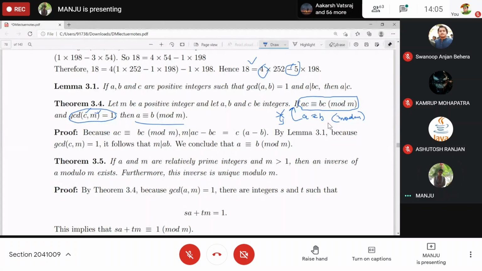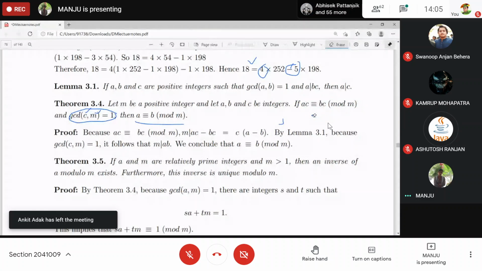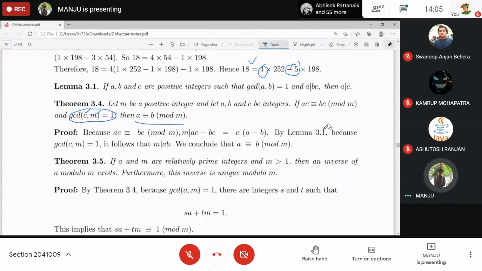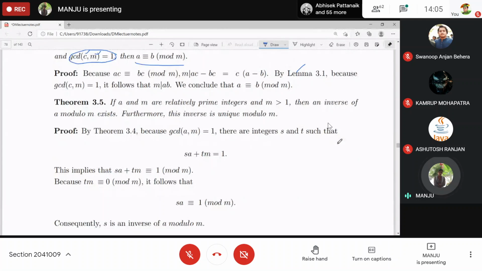Clear? So we did the proof. Then we did the inverse. That is, if A and M are relatively prime, then you can find the inverse. In fact, this inverse will be unique modulo M. That means any two inverses you find are congruent under modulo M.